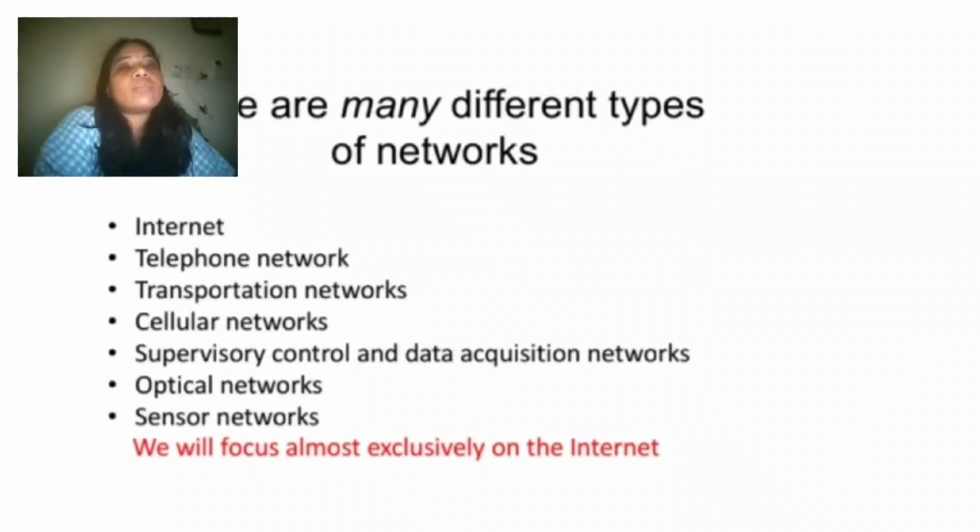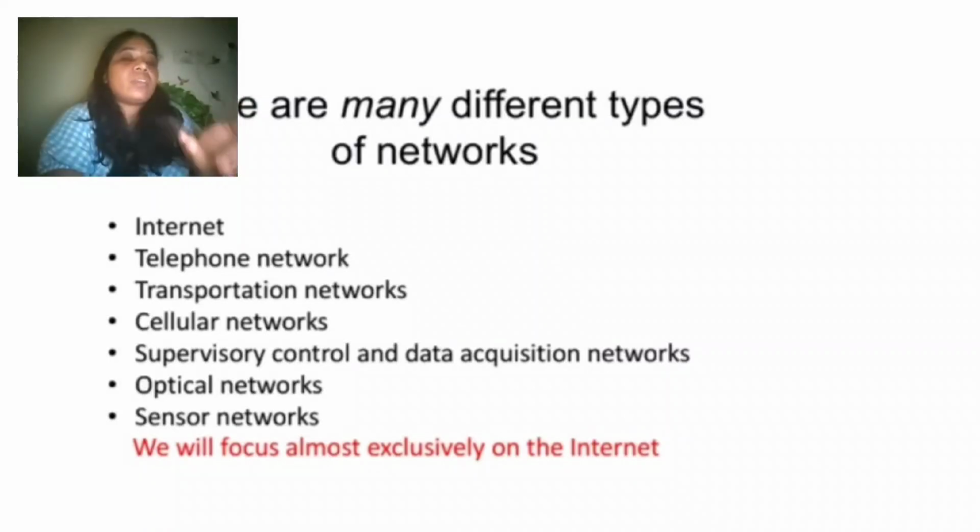Supervisory control and data acquisition networks are used in an organization, for example a plant or a site, engineering and construction. Optical networks are under-cable connections, and right now a lot of projects are going on in this area. These are fiber optic cables, that is, optical cable networks. Sensor networks are used for remote control and remote operation. These are the types of networks.